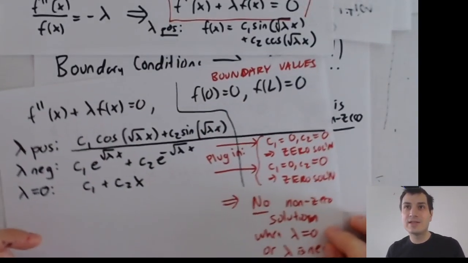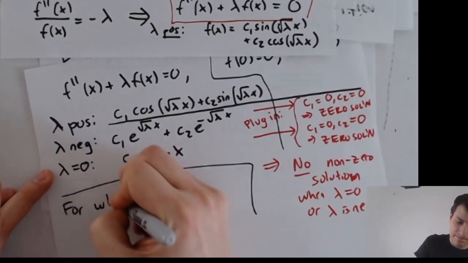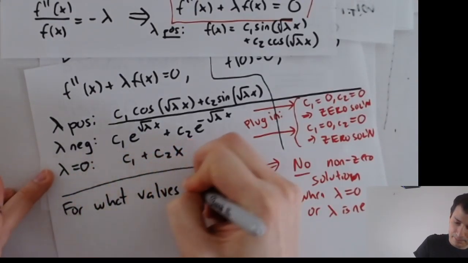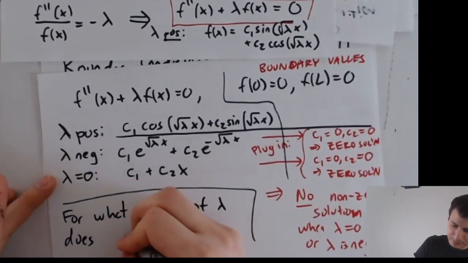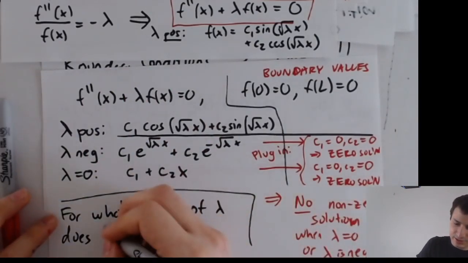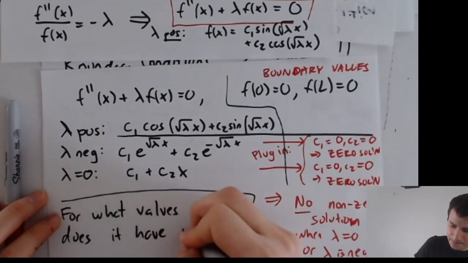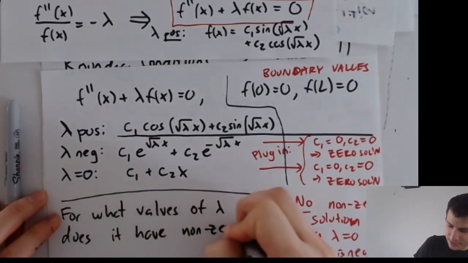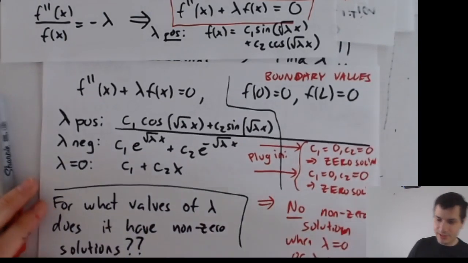And we're looking for a non-zero solution. So the question is, for what values of lambda does this boundary value problem have non-zero solutions? That's really what we're doing.